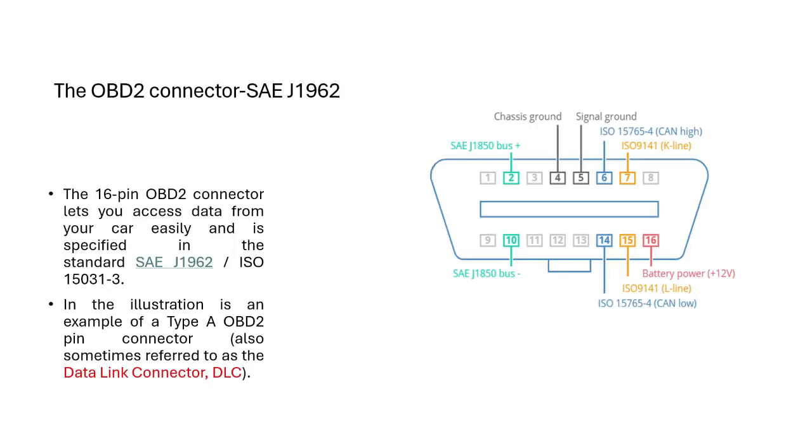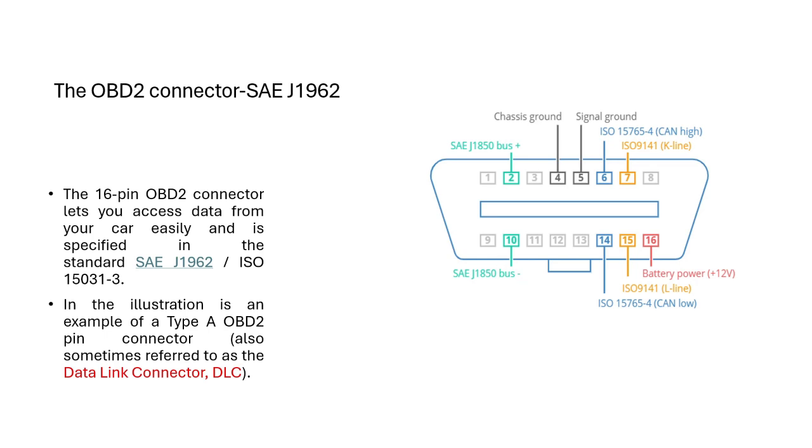This picture shows the actual connector layout, the 16 pin. You can see pins 1, 3, 8, 9, 11, 12, 13 are not used. It is unused pin. Pin 2 and 10 are used for the communication protocol of SAE J1850 bus. So pin 2 is SAE J1850 bus plus line, whereas pin 10 is SAE J1850 bus minus line.